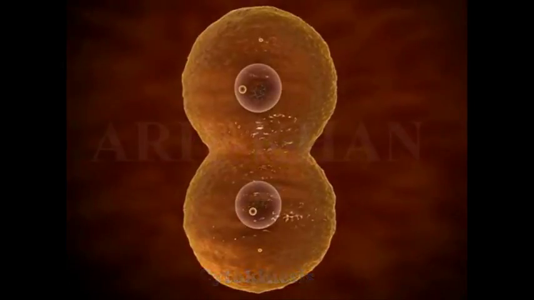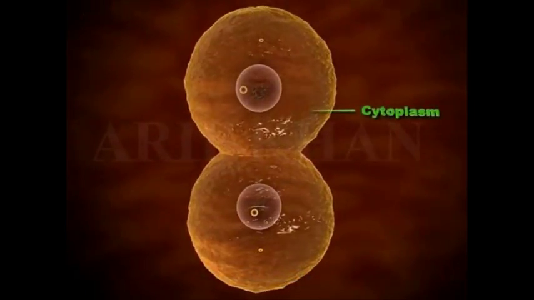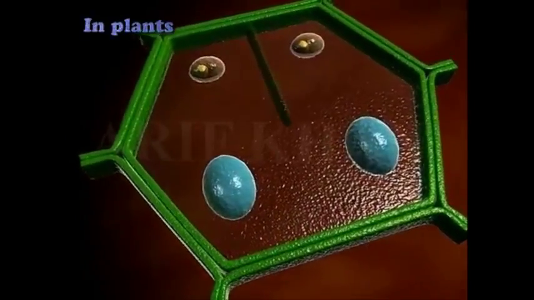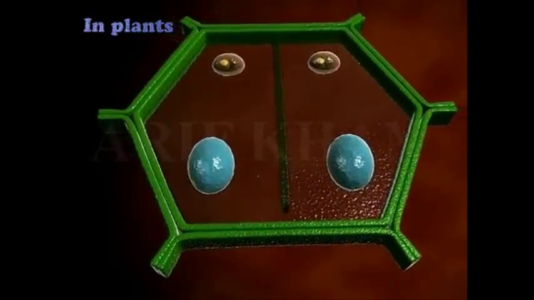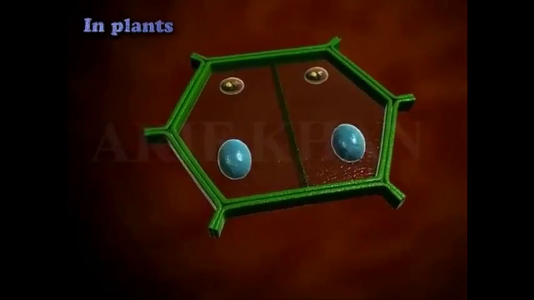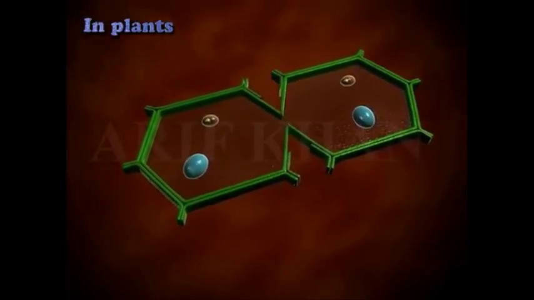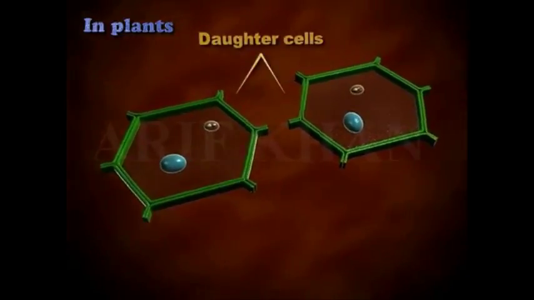Cytokinesis. Cytokinesis is the partition of the cytoplasm. In plants, new cell wall formation is triggered at the center of the cell by the formation of a cell plate. The cell plate grows outwards till it meets the existing wall, resulting in two daughter cells.